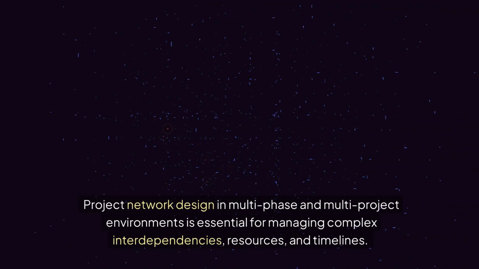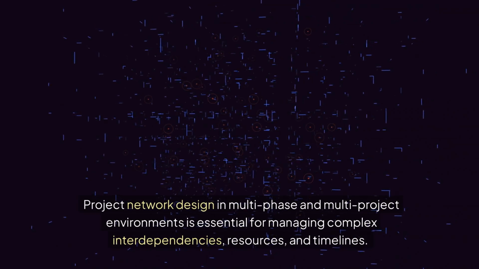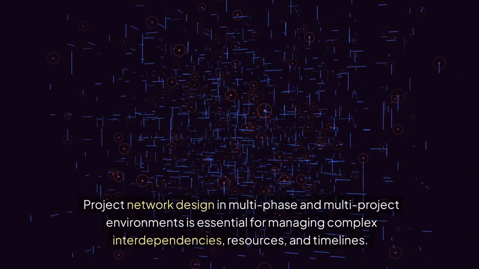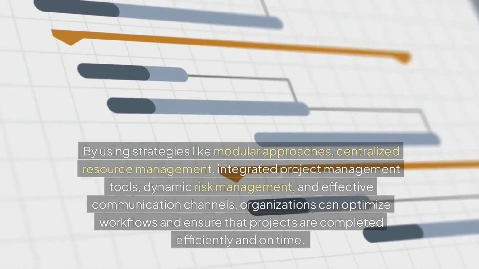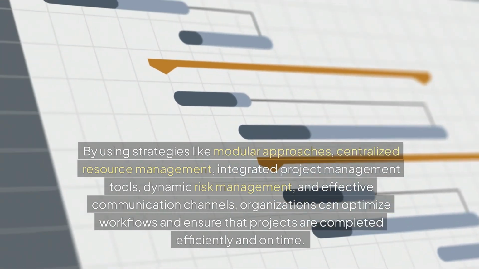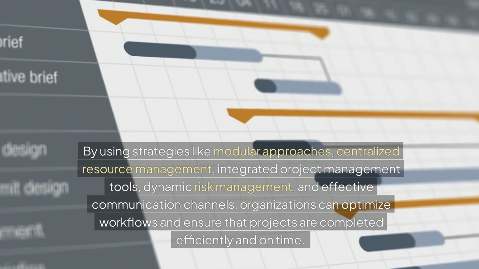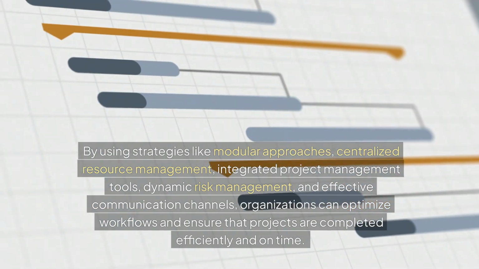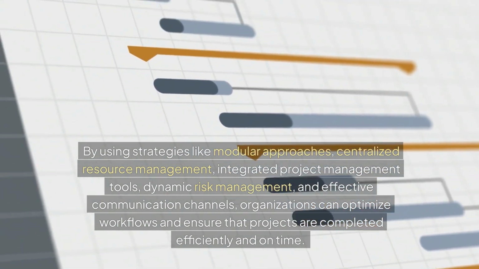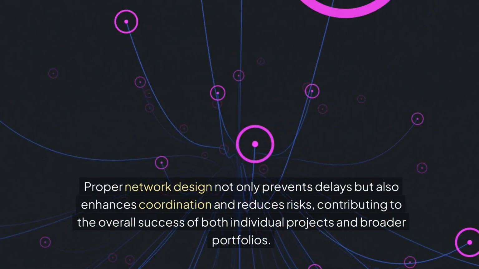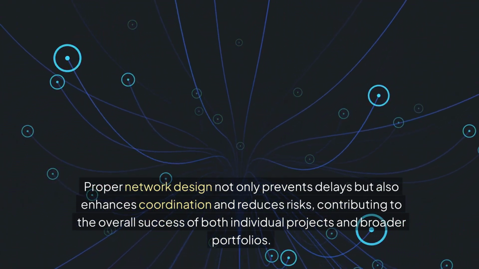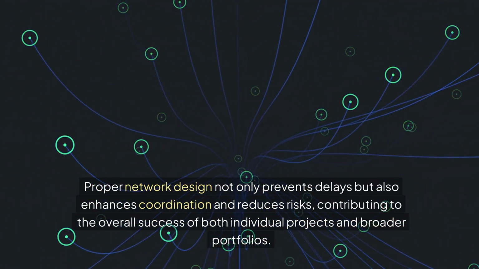Conclusion. Project network design in multi-phase and multi-project environments is essential for managing complex interdependencies, resources, and timelines. By using strategies like modular approaches, centralized resource management, integrated project management tools, dynamic risk management, and effective communication channels, organizations can optimize workflows and ensure that projects are completed efficiently and on time. Proper network design not only prevents delays but also enhances coordination and reduces risks, contributing to the overall success of both individual projects and broader portfolios.